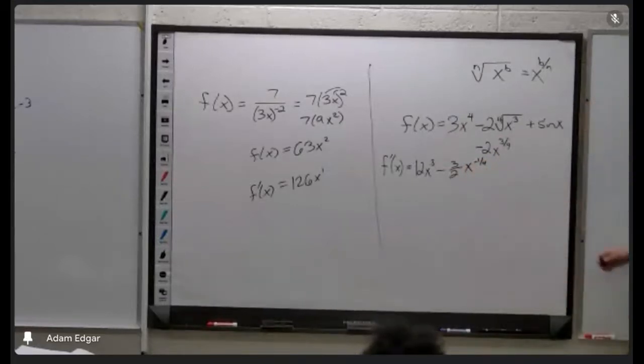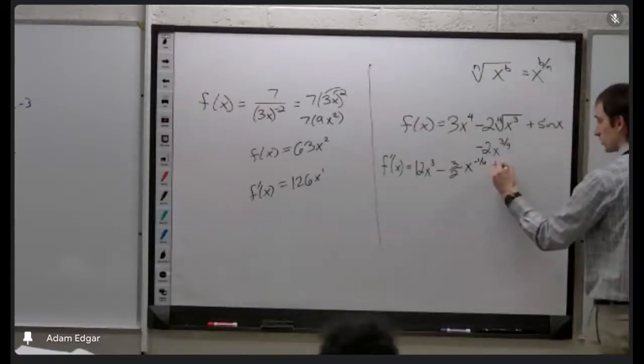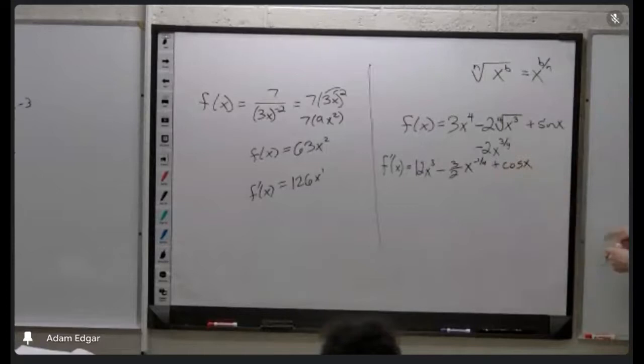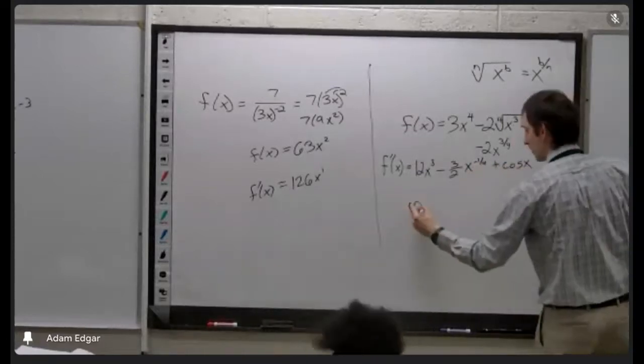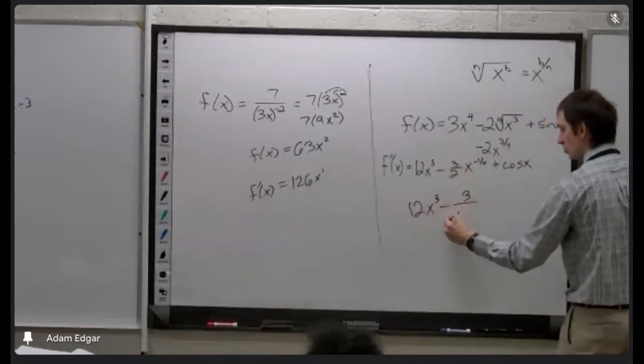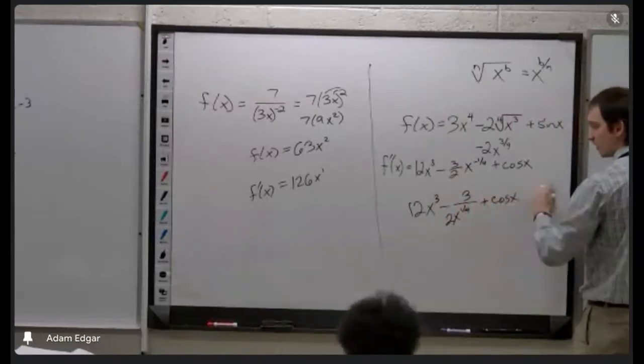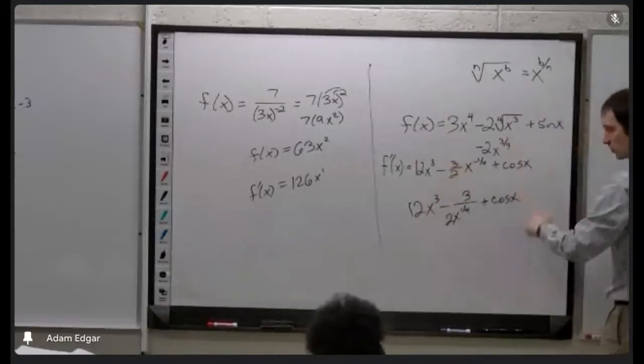And then the derivative of sine is cosine, so plus cosine x. Then you say, I don't like this negative exponent. Throw the x down the stairs in that middle term. So you have 3 over 2x to the 1/4 in the middle term. Everything else stays the same. So it says 12x cubed plus cosine x.